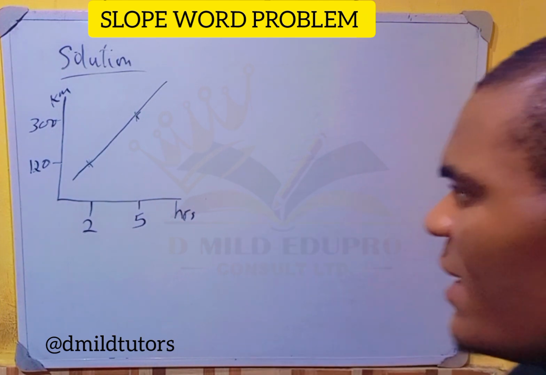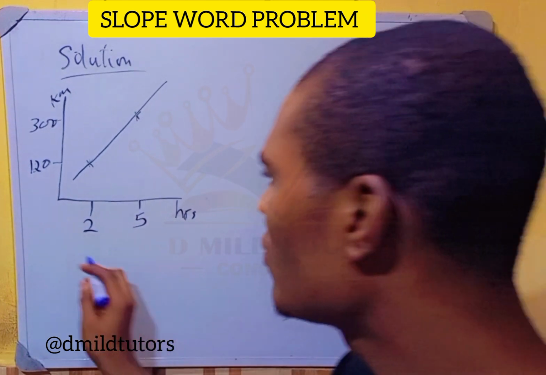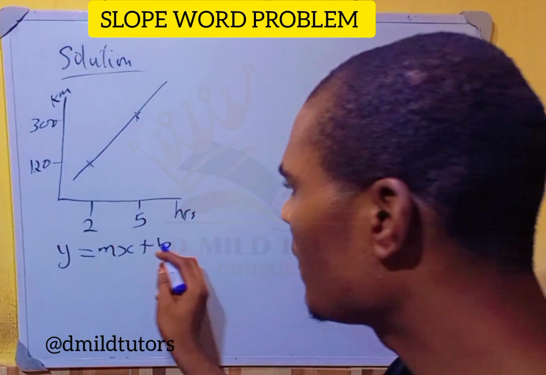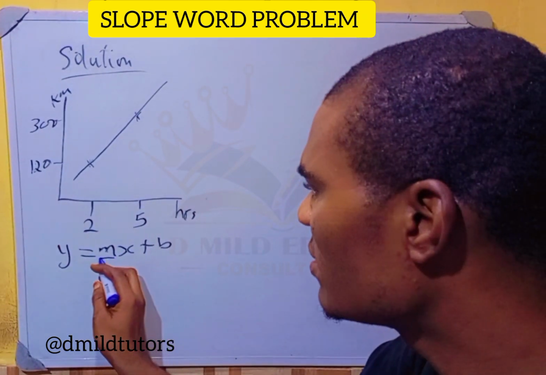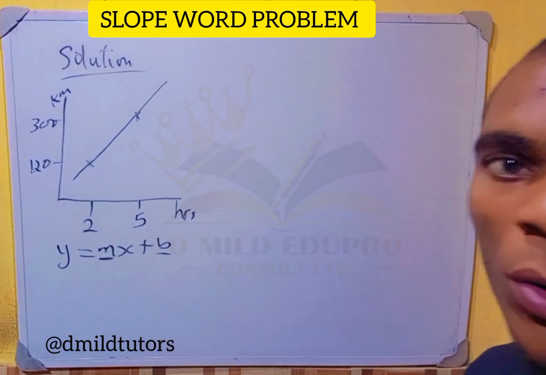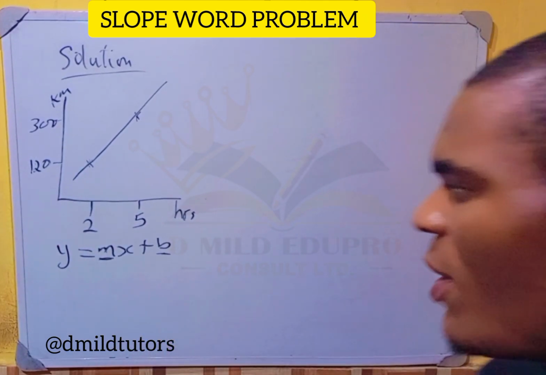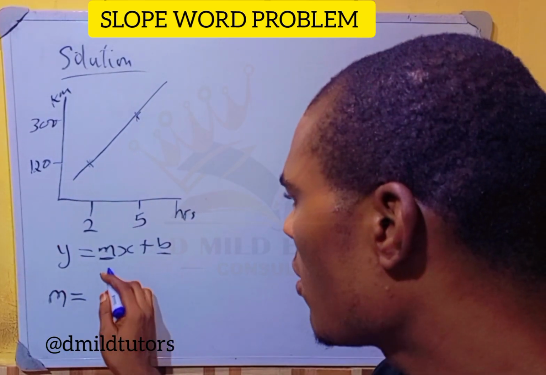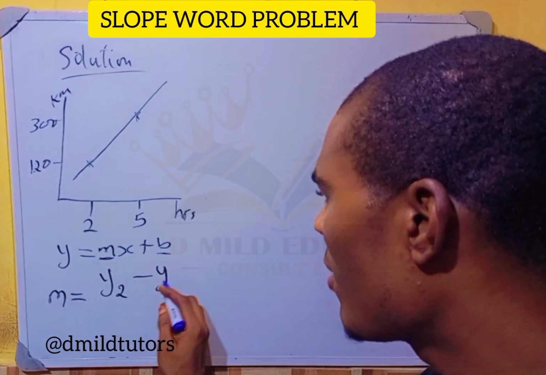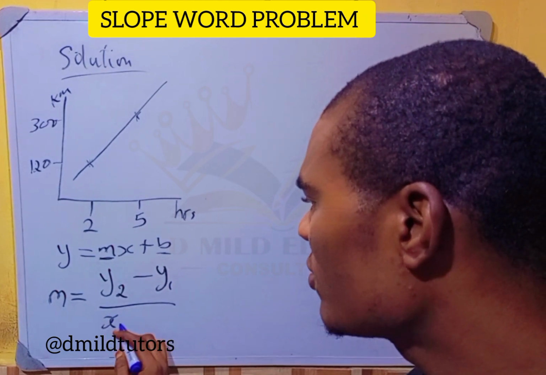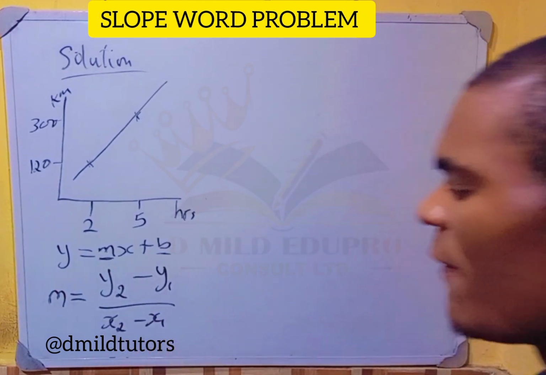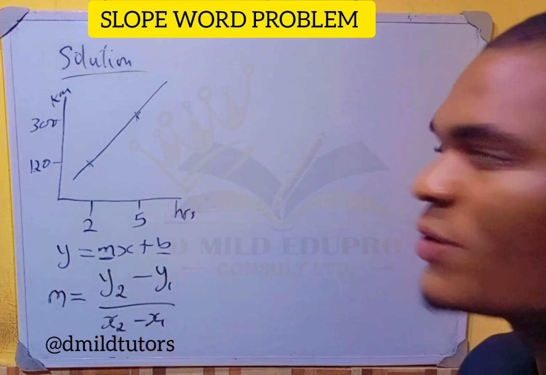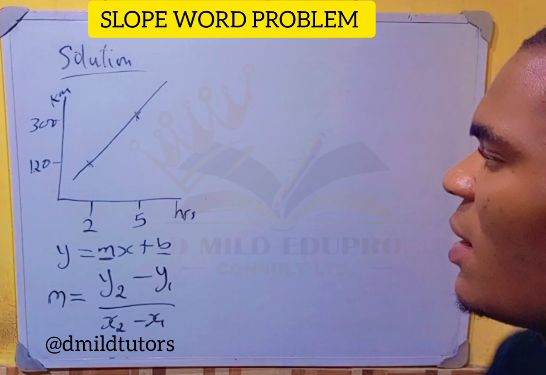Now remember that they say equation of a line. So our equation of a line is going to be like this: y = mx + b. Here, m is your slope and b is your y-intercept. But remember, we are asked to look for the slope, and the formula for slope is (y2 - y1) over (x2 - x1). Now, how do we get our y2, y1, x2, and x1? We'll get that from our graph.